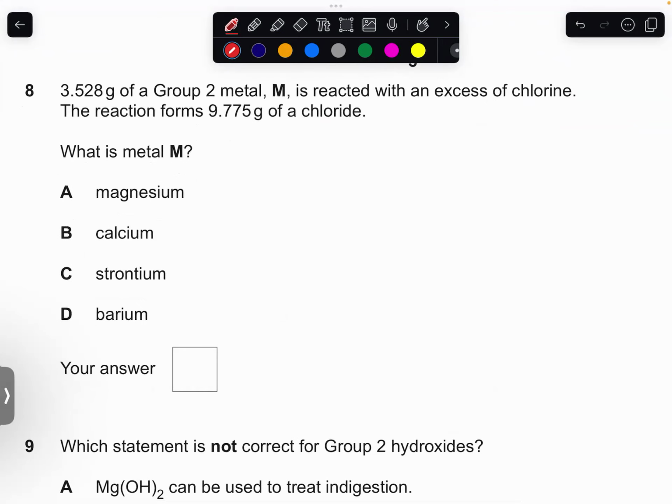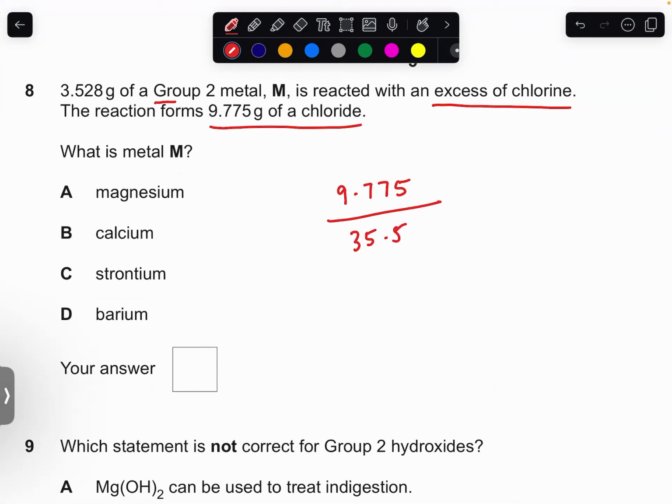You've got a group 2 metal that is reacted with an excess of chlorine. The reaction forms this much of the chloride. What is the metal M? You see what we do here? Let's work out the mass of chlorine that's added on. So you've got chlorine, or the chlorides. Let's divide that by 35.5.